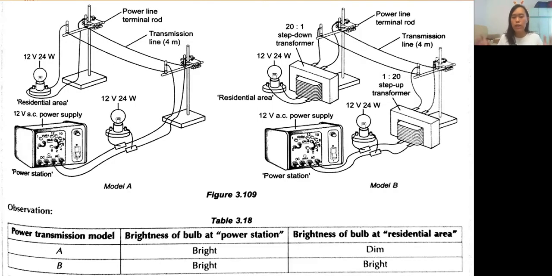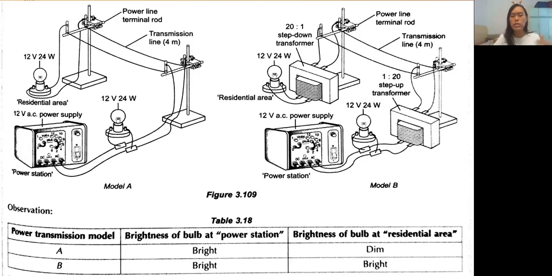We want to see that, let's say here you have two bulbs. This is a residential one. Then this is a power station one. And over here, this is a power station, where you will have a step-up transformer here. And across the transmission line, here is a step-down transformer and the residential area. So for Model A, without the transformer, you can see that when it reaches the residential area, the brightness will be dim. Why? Because the power is lost.